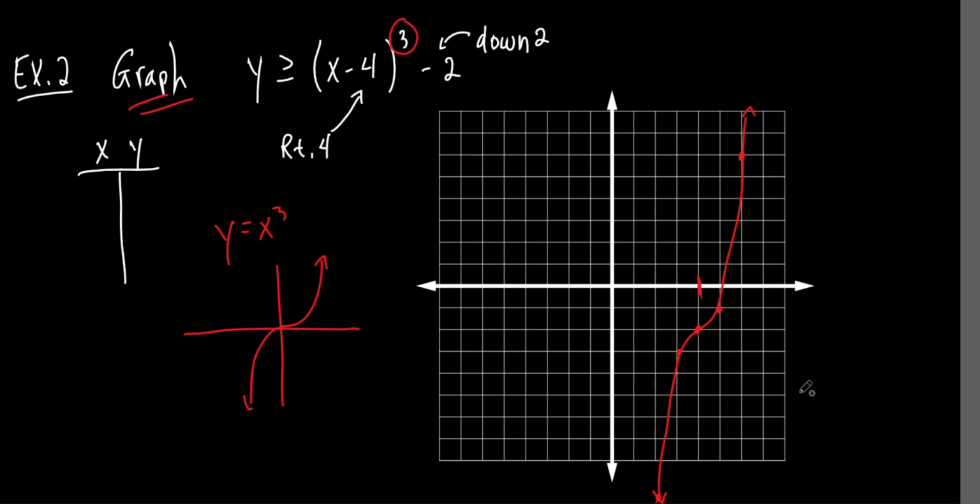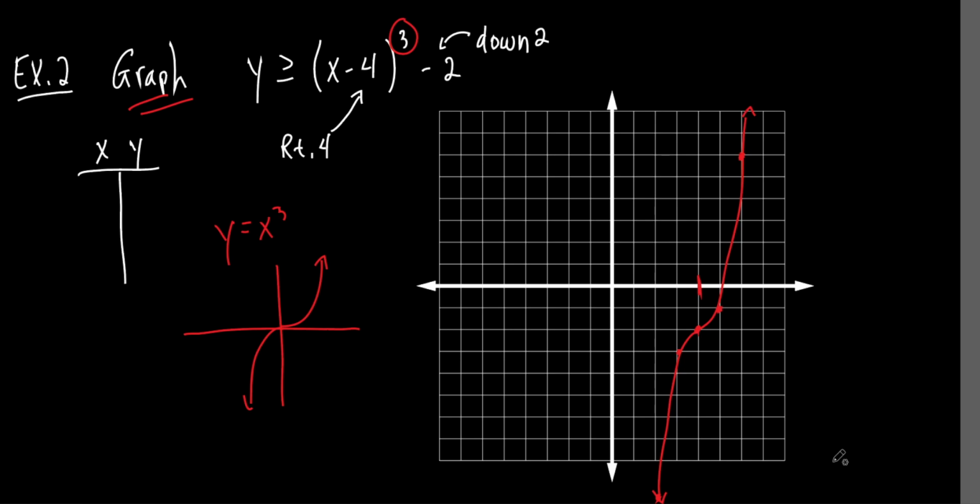But the problem is, it's not y equals. What is it? Y is greater than or equal to. So, which way do we shade? Do we shade out here on this side of the graph, or do you shade over here on this side of the graph? Well, that's a good question. So what are we going to do?